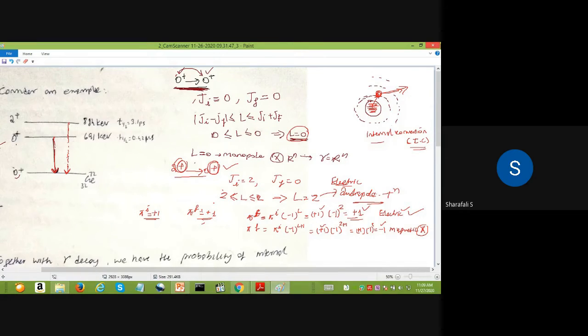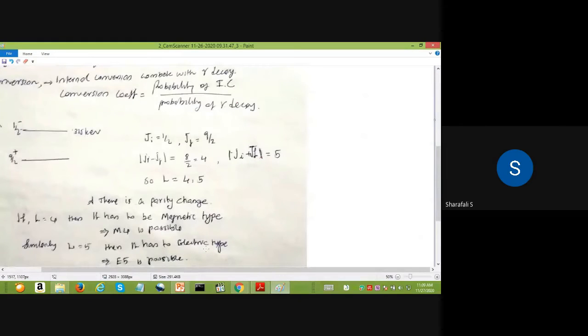So how much is that probability? That will be given by the conversion coefficient.